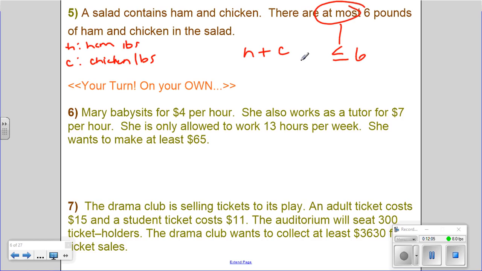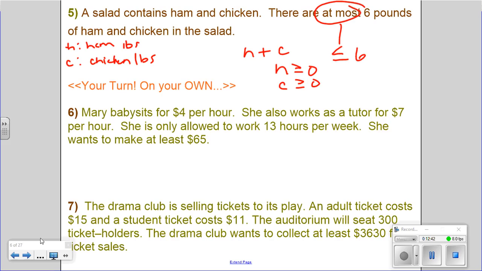And again, this situation looks like there's no other information here, but it's hidden. It's not directly told to you. But you should have some logical sense to know that pounds cannot be negative. So for pounds of ham, it has to be greater than or equal to 0. And then for pounds of chicken, it also has to be greater than or equal to 0. So I have 3 constraints or 3 inequalities in this system.